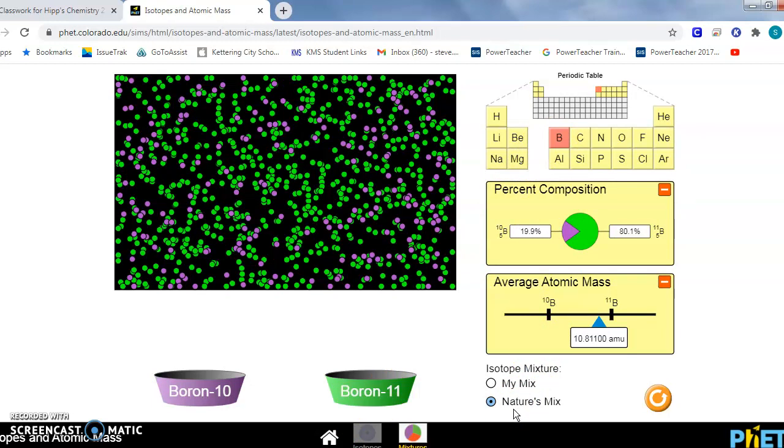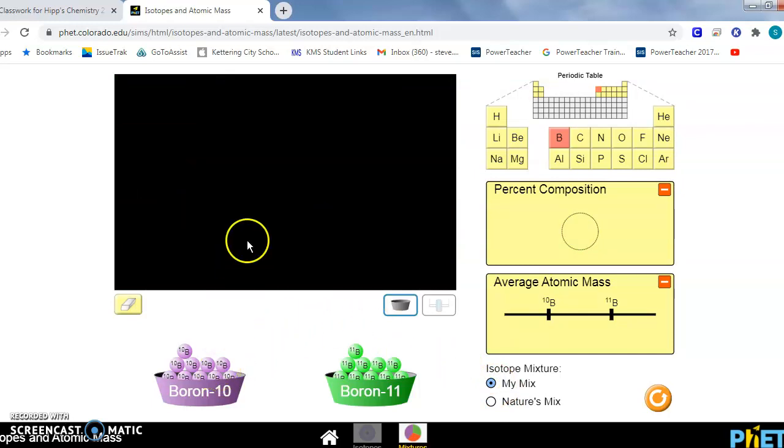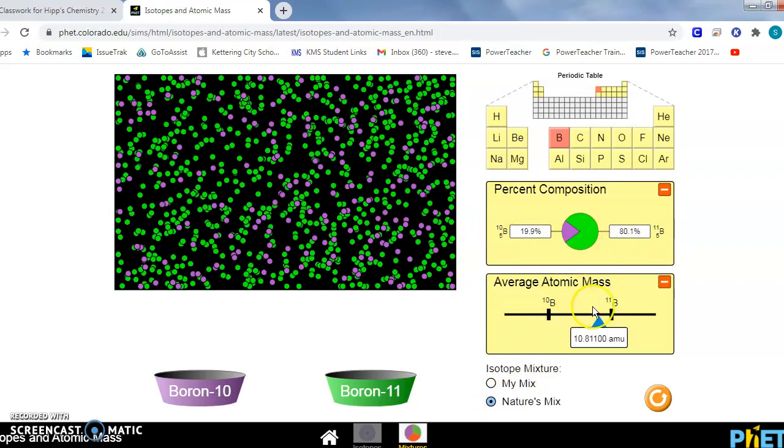And then you are going to build your own. You're going to click on My Mix and follow the directions where it tells you what order to put these in, so that you can see where the actual numbers are coming from in nature. So that's what this is, just getting you a chance to see how the ratios of the boron 10 to boron 11 influence the actual atomic mass, or the average atomic mass, of the boron atom. This pie chart is showing you the percent compositions broken down for the different isotopes of boron.